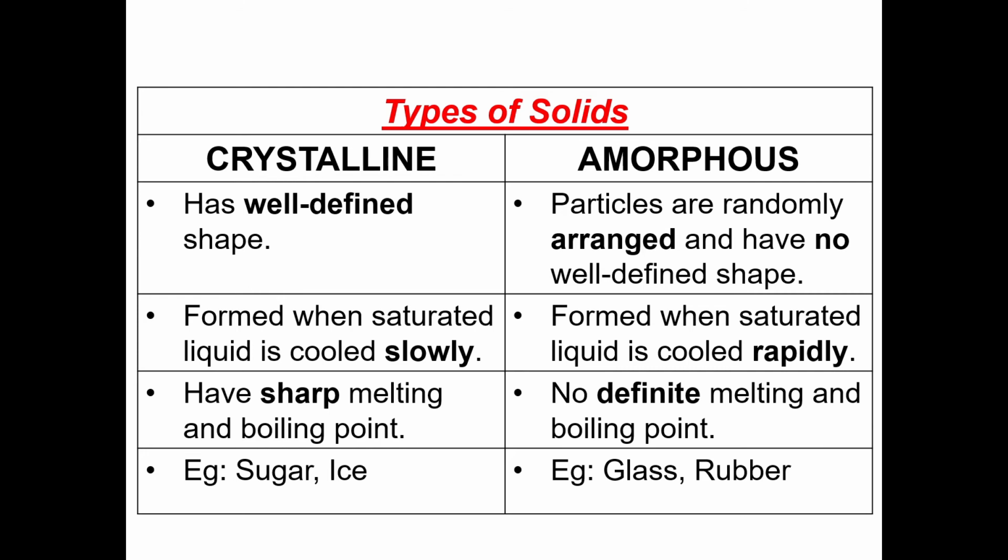Okay, so perbezaan yang ketiga is it has a sharp melting and boiling point, while amorphous has non-definite melting and boiling point. So contohnya dia mempunyai melting point pada suhu yang kekal tetap. Katalah tetap dia pada temperature 40 degree Celsius. Tapi kalau amorphous dia ada wide range, dia mempunyai julat yang besar. Okay, and then the last one is the example. So the example is sugar and ice. So the example of amorphous is glass and rubber.